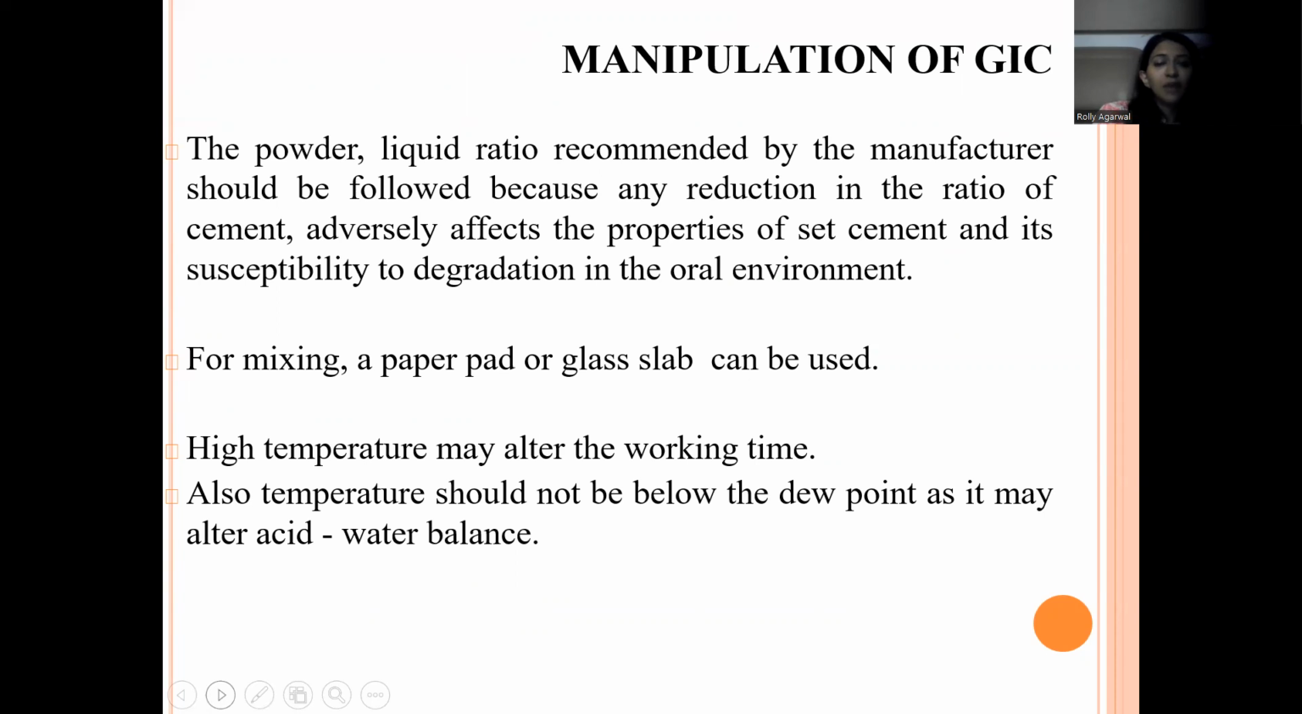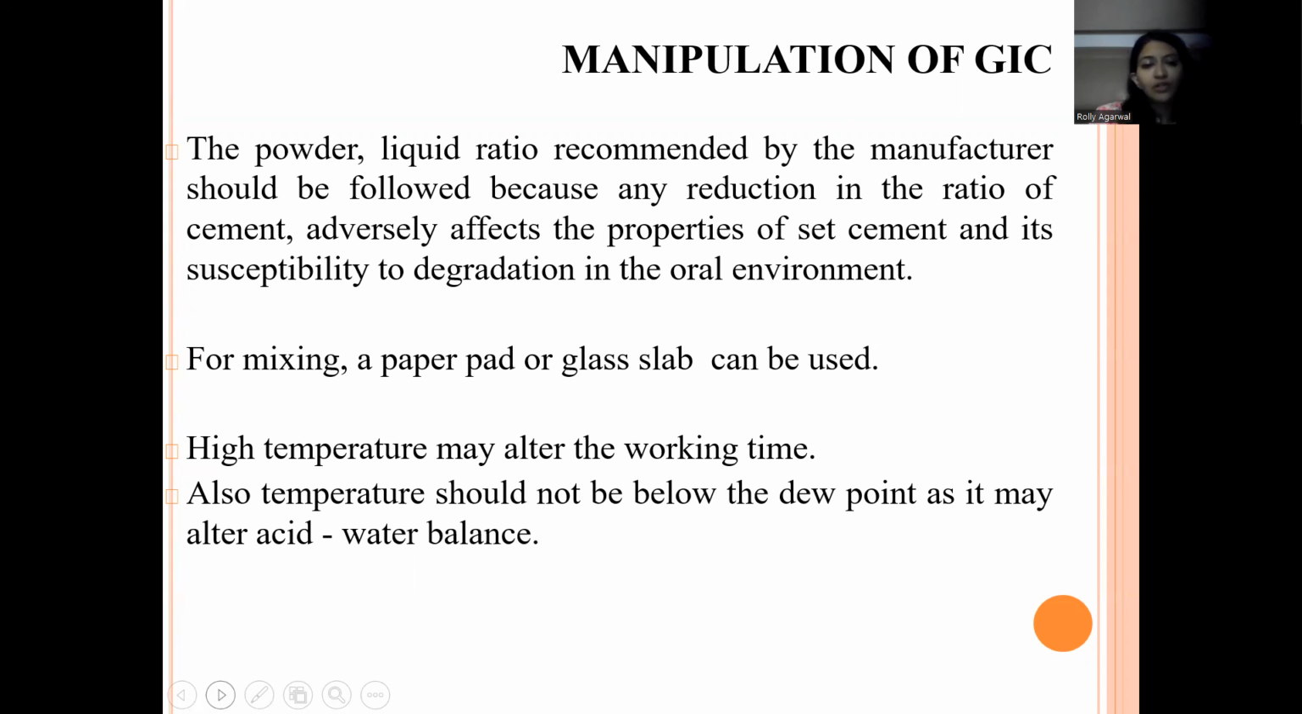So how do we manipulate? The powder liquid ratio recommended by the manufacturer should be followed because any reduction in the ratio of the cement adversely affects the properties of the cement and its susceptibility to degradation in the oral environment. For mixing, we need a glass slab or a water impervious paper pad so that it is not absorbing the water in the bottle of the liquid, and then it does not alter the water powder ratio.